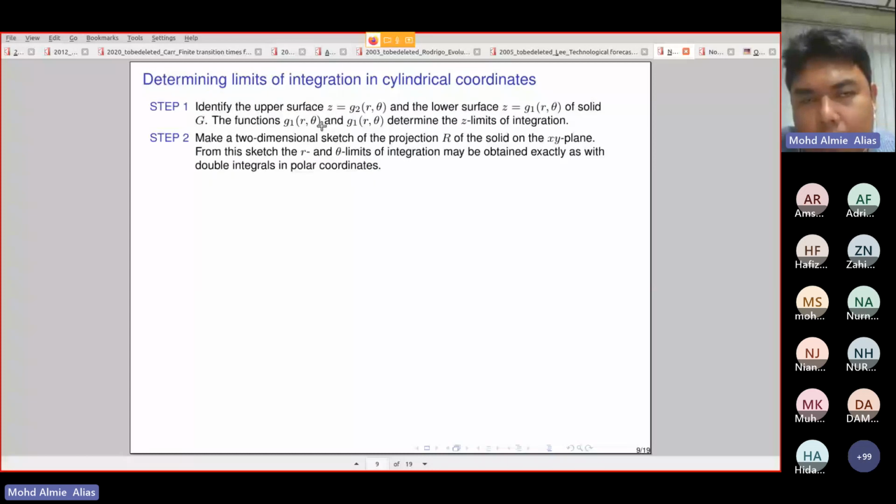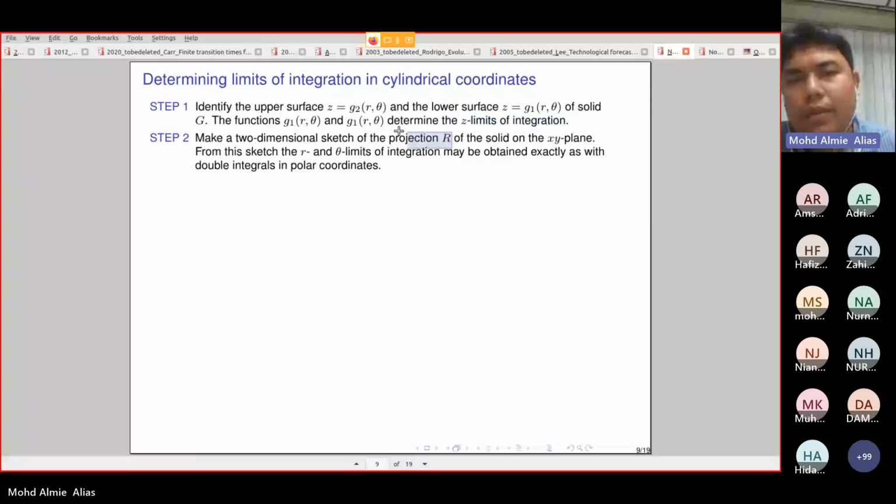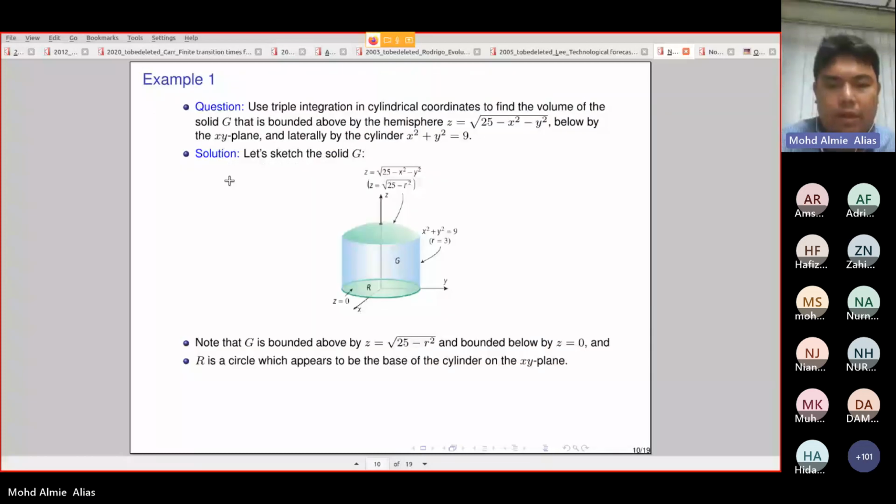If you are able to identify them, then these surfaces, given by G2 and G1, will be your limits for the z integration. And then you are left with r and theta. You just make a sketch and you can get the r and theta limits like what you did for polar coordinates. Okay, so let's have a look at one example.